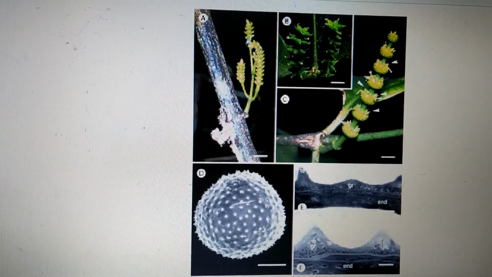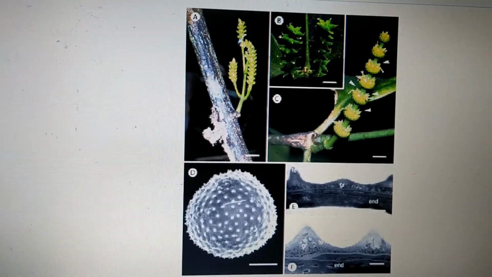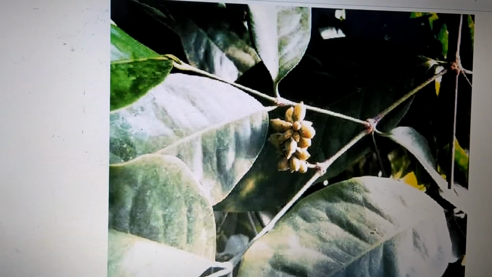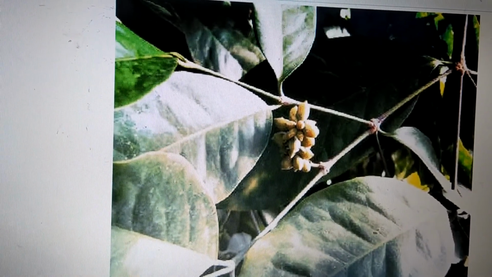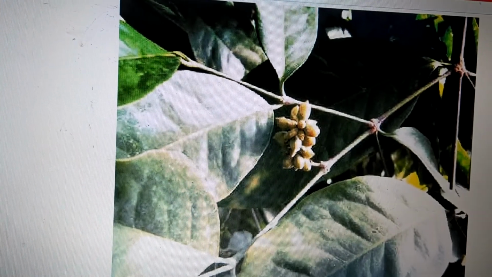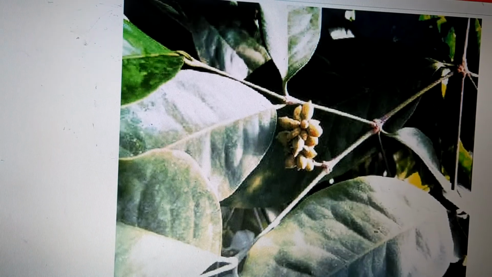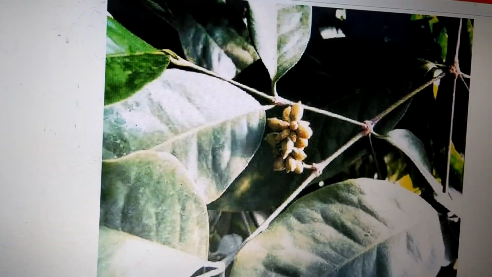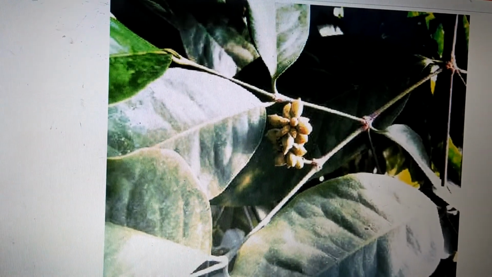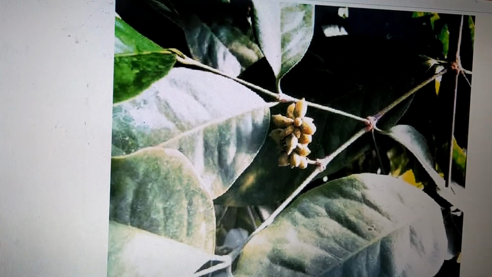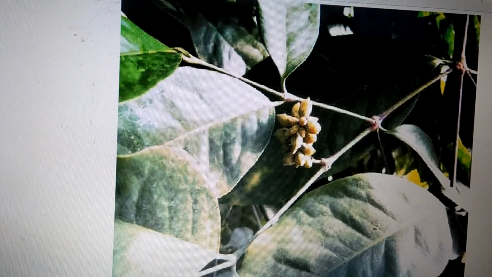Whereas speaking of the characteristics of gymnosperms, there is the presence of naked ovules, wood having tracheids with broader pits. Companion cells are absent in the phloem. Absence of fruit. Now what is this? This is a seed, not a fruit. Absence of fruit because of absence of ovary. And pollination is by wind, that is anemophilous pollination.